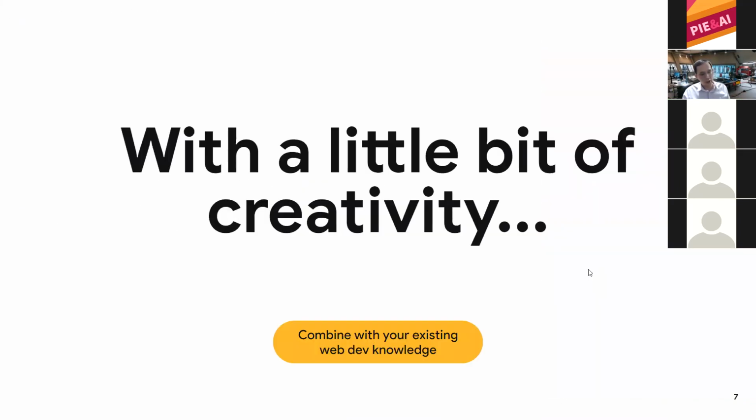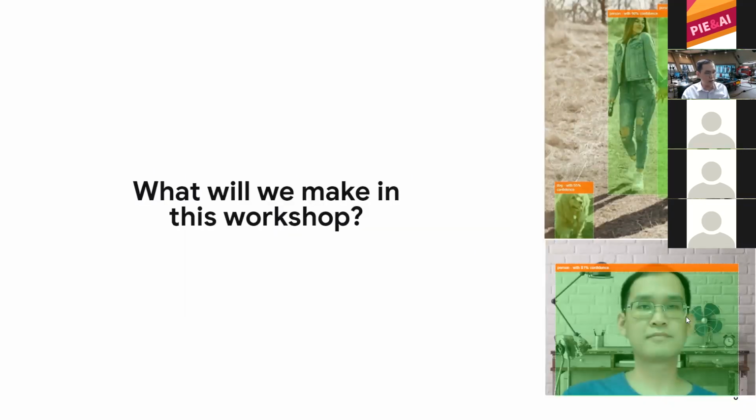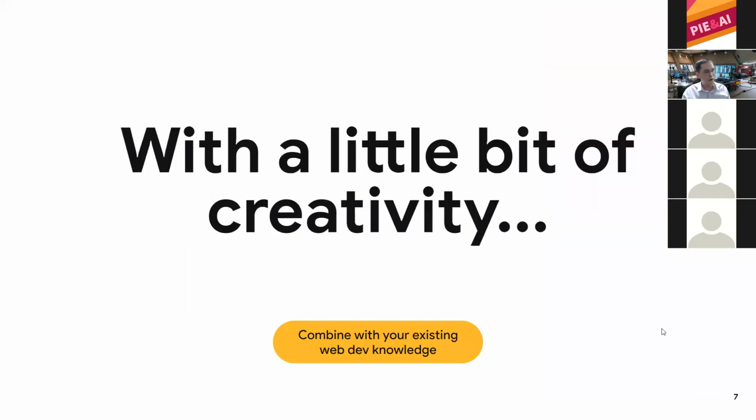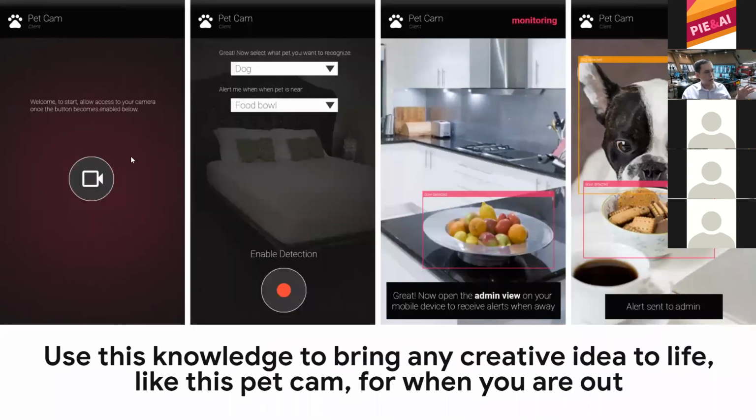So with a little bit of creativity, this is just one simple example. You can see how they use this to bring this creative idea to life. Basically, they have a webcam right there, and they look at the fruits right here. When a pet comes in, they send an alert to the admin. So basically, you can detect that there's a dog, then you can send something, or maybe something else. You can just think of some problem that you are trying to solve.